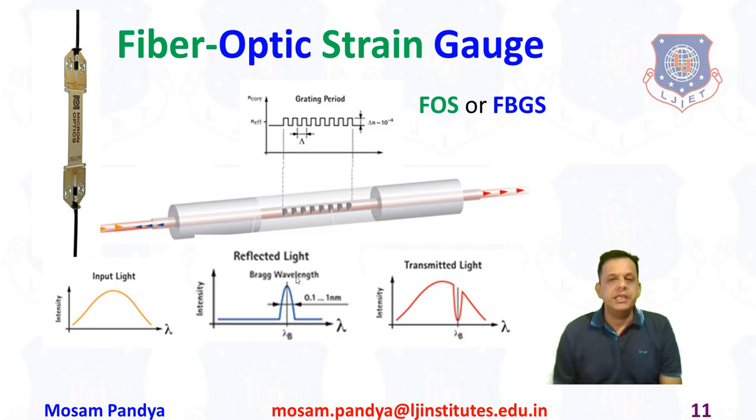So reflected light at the Bragg wavelength. This part is reflected, and the remaining part will not be reflected. So this gap you can observe here, and this in turn will give you the strain presence, and this intensity will give you the actual amount of the strain. So dynamically it can vary across the axis.